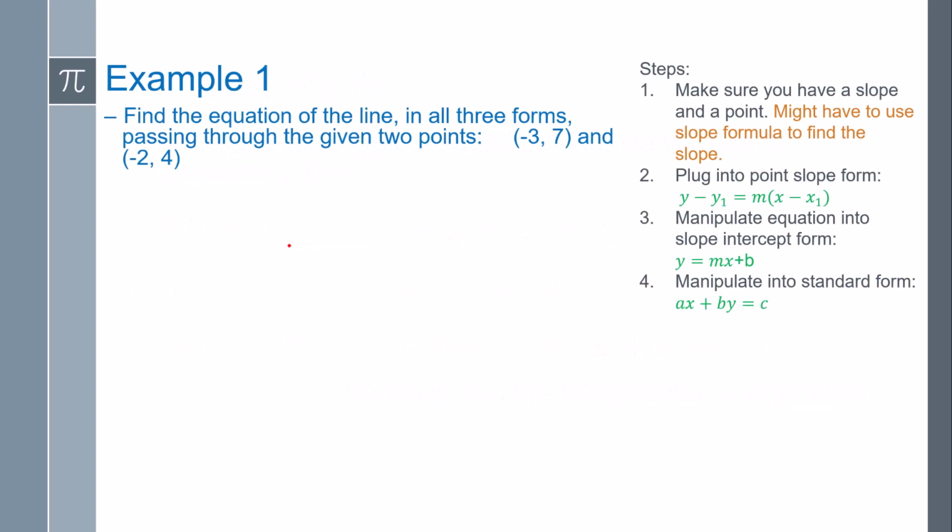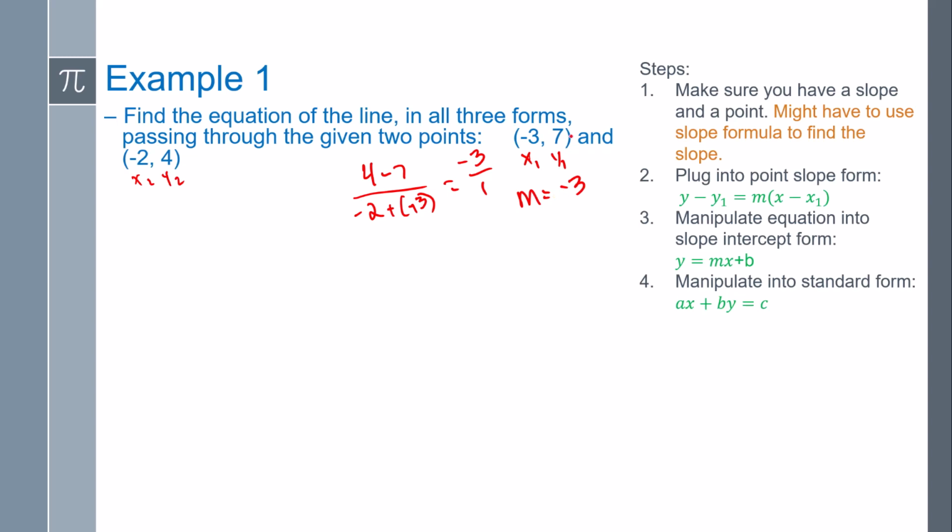So let's look at another example here. It says find the equation of the line in all 3 forms. And so here's my x1 and y1. Here is my x2 and y2. So to create a line, I need a point and I need a slope. So y2 minus y1 over x2 minus x1. Let's simplify that. So 4 minus 7 equals -3. -2, that's positive, so that equals 1. So my slope is going to be -3.